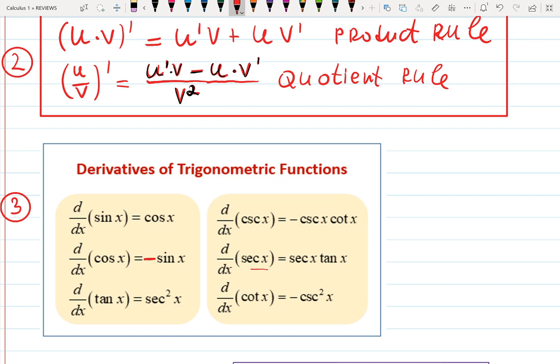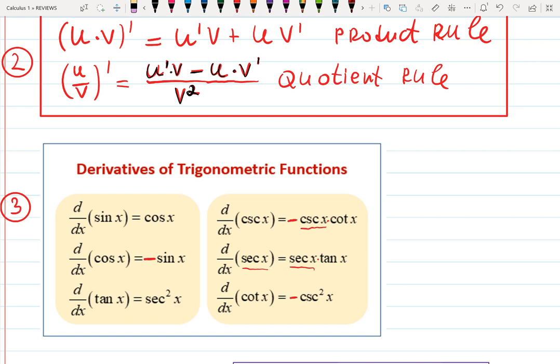Secant likes itself so much that it copies itself first, and then you multiply by tangent. And then the other two: cosecant does the same thing. It likes itself and then times cotangent instead of tangent. And just like cosine, cosecant gives you troubles, so there's a negative sign in front of it. And cotangent gives you a negative sign, and that's cosecant squared versus secant squared for tangent.